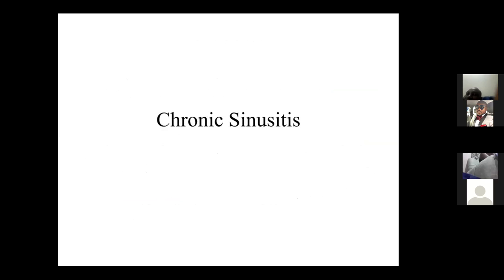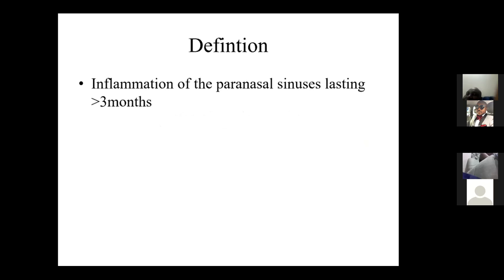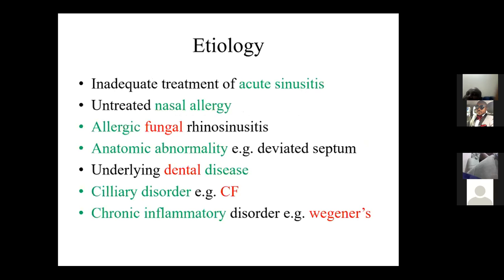Now, we have chronic sinusitis. We say these are the ones that actually last greater than 12 weeks, or 12 months, as the case may be. Or sorry, rather 3 months, as the case may be.